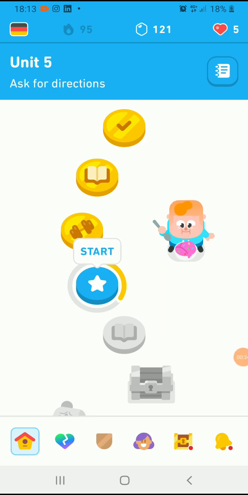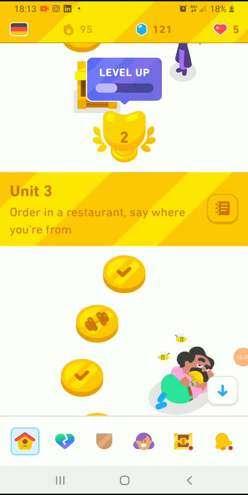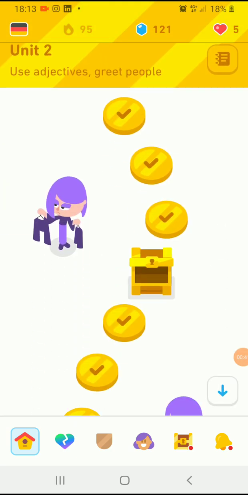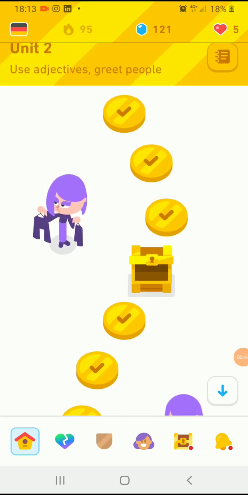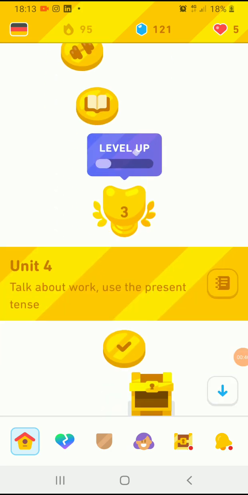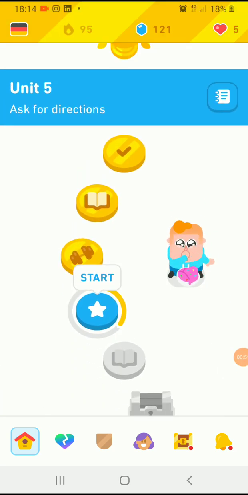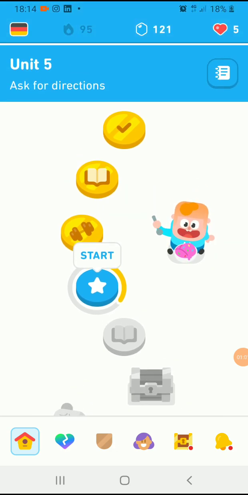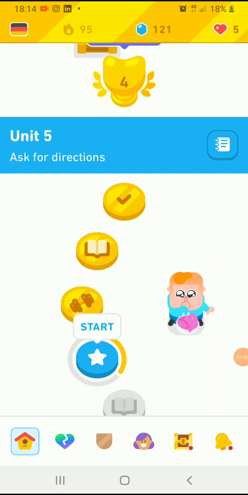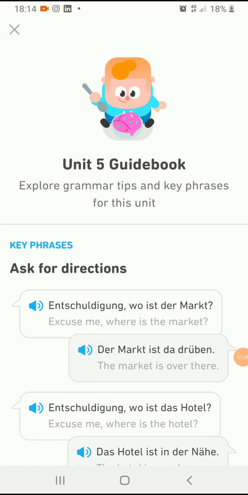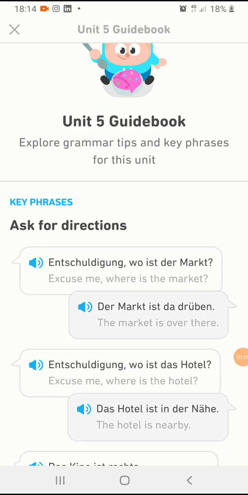Sehr gut. Okay, guys. So here we are in Duolingo. So I'm using this smartphone application, and so far we have done 4 units completely, and we have also started unit 5, and it's about asking for directions. So we have done, as you can see, 3 levels. We started the 4th one. And as a warm-up, we're going to have a look again at the guidebook, and let's see the key phrases again.